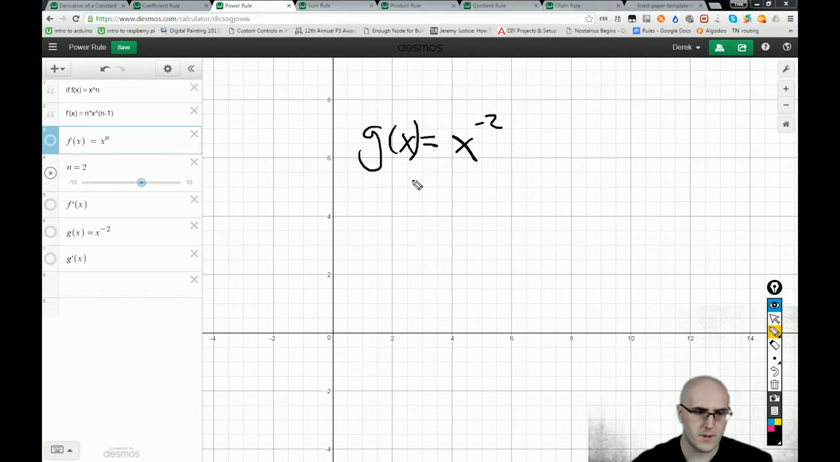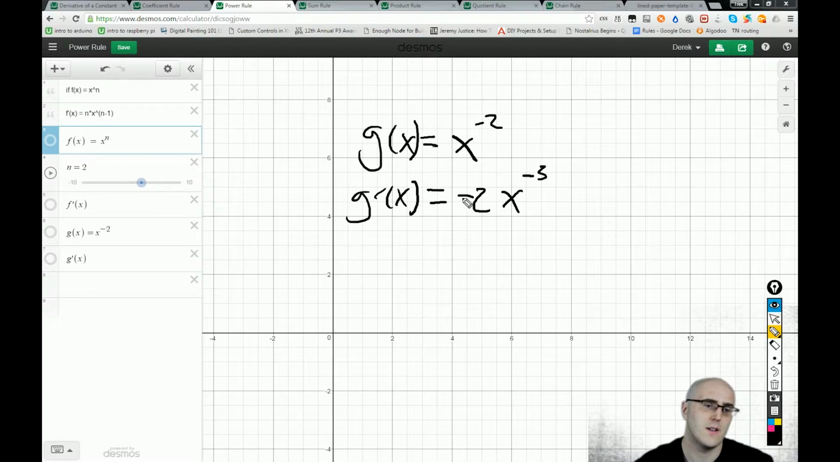So here it is. We are going to get g prime, or the derivative of g of x. You might hear me call this g prime, or this symbol here, prime, or f prime. It just means the same thing. Anyway, we're going to bring this negative 2 down, negative 2, and then we're going to subtract 1, so x to the negative 3. So negative 2x to the negative 3. That's our derivative in this case.